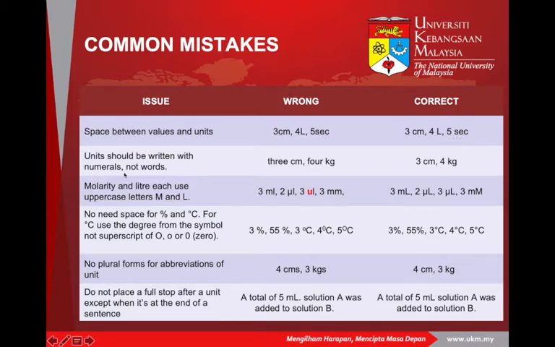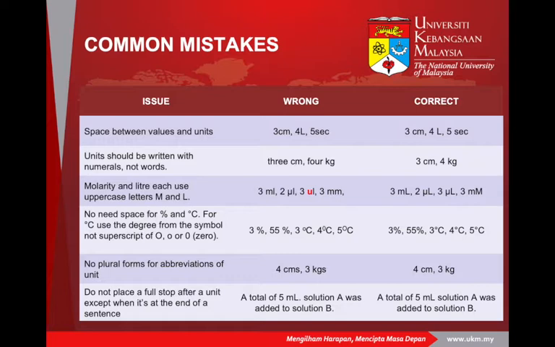Units should be written with numerals, not words. You don't have to spell out the numbers, you just have to write down the numbers correctly, like this. Molarity and liter each use uppercase letters M and L. So 3 milliliters should be 3 space small letter m, capital letter L. Similarly, 2 microliter should be written like this. For 3 microliter, this is the common mistake done by students. They usually put a letter u for micro.